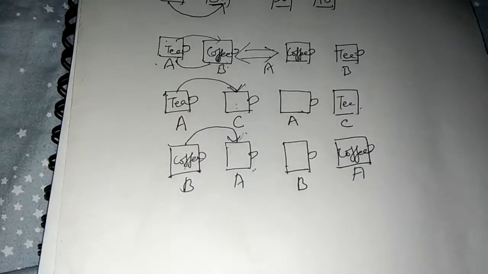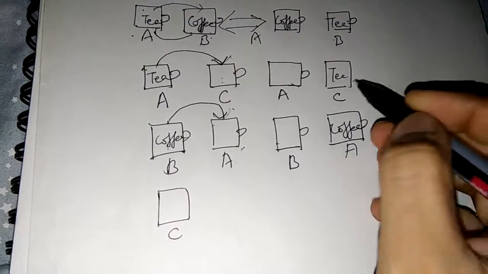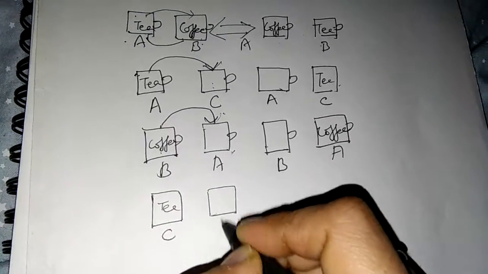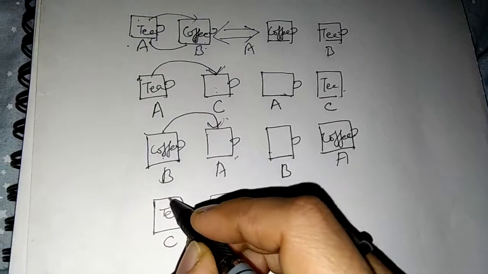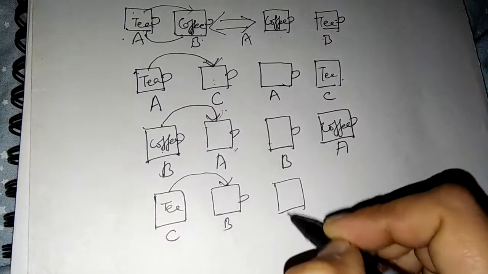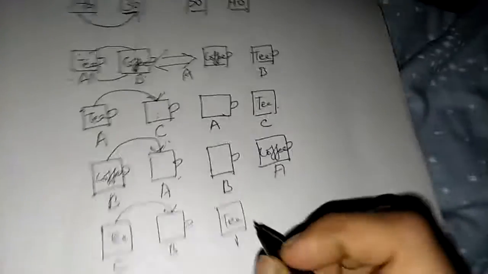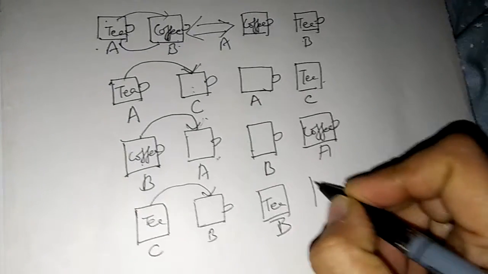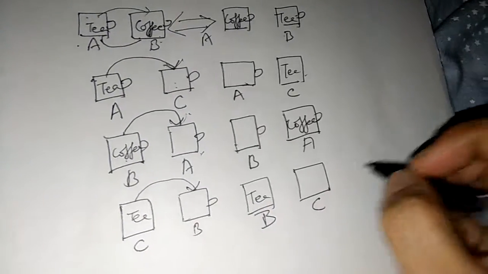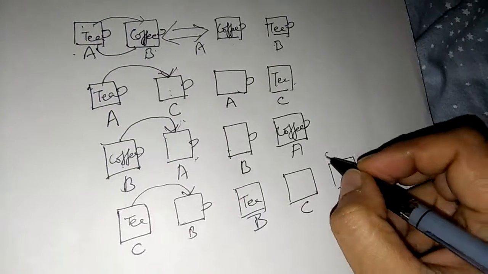Now after this, what can I do? I will pour the contents of C, that was tea, into cup B. B is empty now, so I can pour the contents of C into B. So now B will have tea, and C becomes empty. And A has coffee from the earlier step.